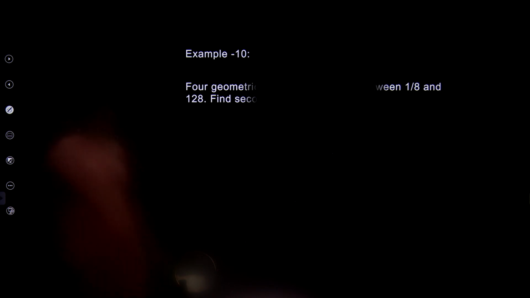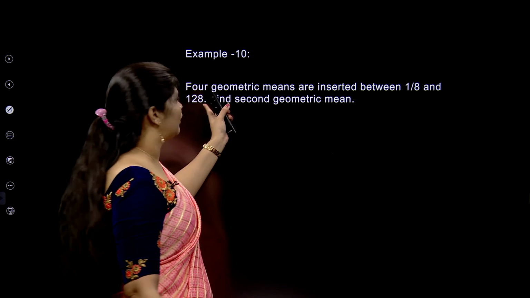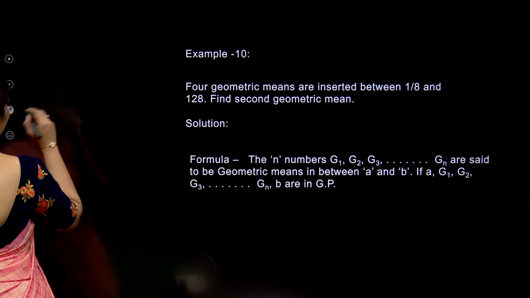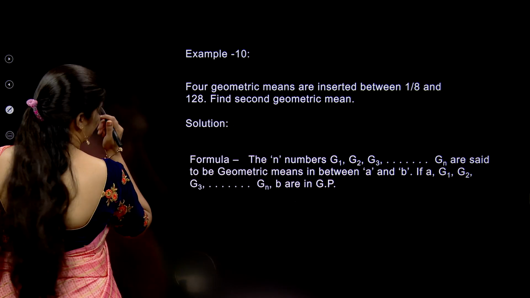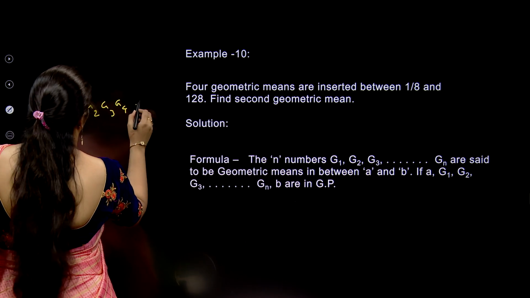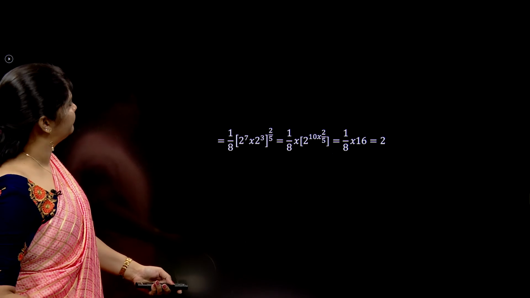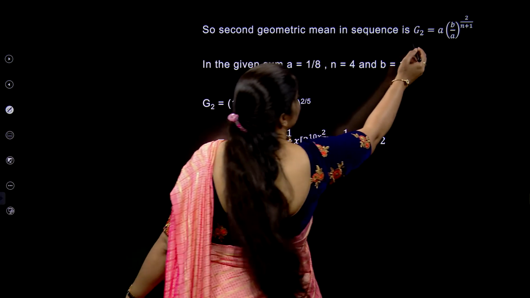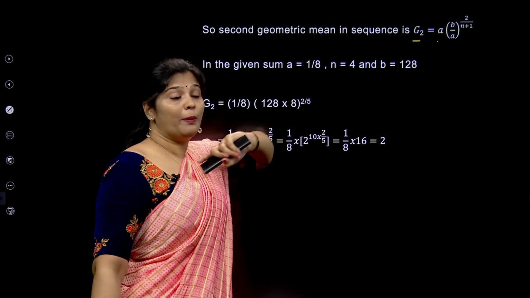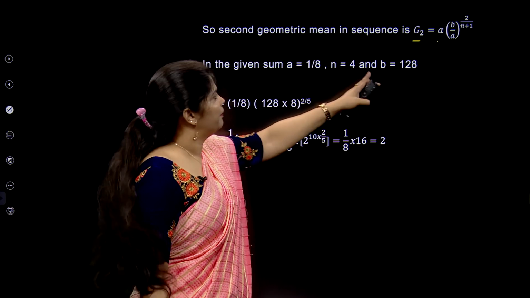Next question. 4 geometric means are inserted between 1 by 8 and 128. Find the second geometric mean. Here 4 geometric means G1, G2, G3, G4 are inserted in between A and B. Then the geometric mean G2 equals A into B by A whole power 2 by n plus 1. In the given sum, A equals 1 by 8, n equals 4, B equals 128.